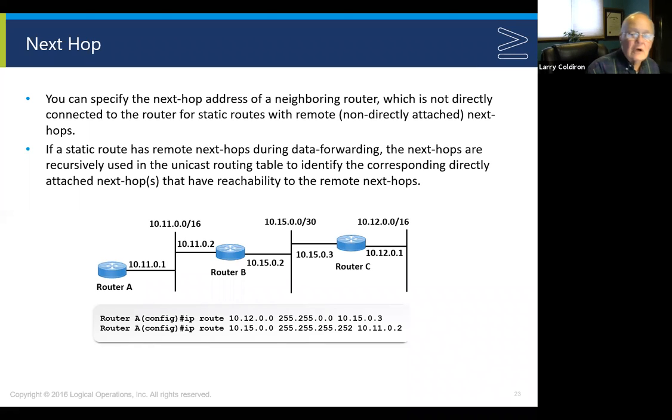So the static route next hops during the data forwarding. The next hops are recursively used in the unicast routing table to identify the corresponding directly attached next hops. A long way, a lot of words to say exactly what we said. We give it an indirect route here, but usually the next hop is going to be the next thing it's connected to. So we would normally say IP route 10.15.0.0, going to the 15 over here, the next hop address would be 10.11.0.2. And then we would have the same entry in here to get to the 10.15 network.